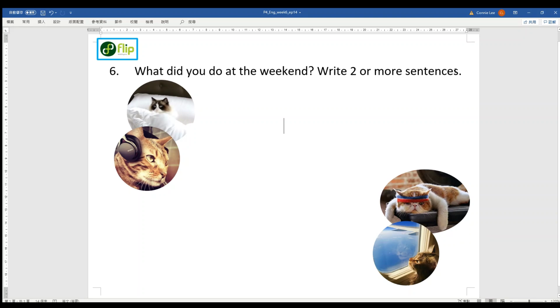The final task is to type 2 or more sentences about what you did at the weekend. So let's do it together. What did you do at the weekend? Write 2 or more sentences. Can you guess what Miss Lee did at the weekend? You may guess from the cat pictures. Let's start now. I got up late in the morning.